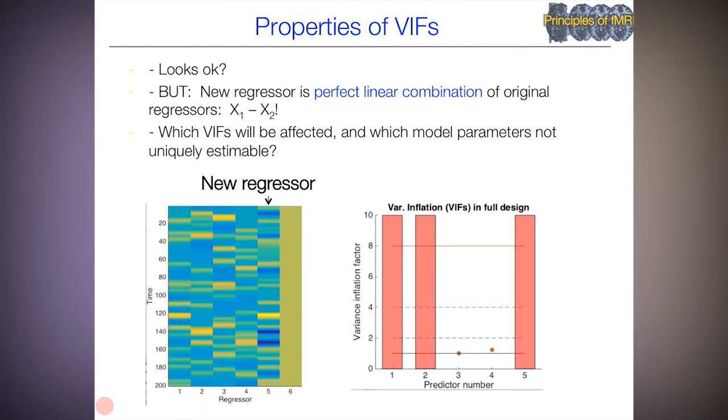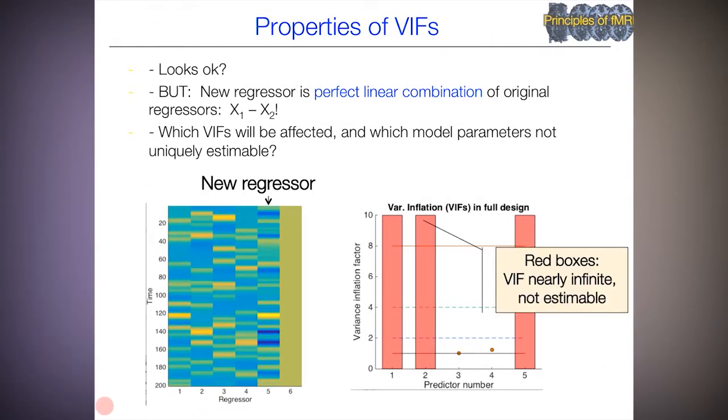Well, here's the answer. Here's a plot of the variance inflation factors again in the full design. And I've used the red bars where the variance inflation factors are nearly infinite. They go up to infinity. So these are not estimable at all. But look at model parameters 3 and 4. They're just as they were before. There's no effect on those. Why is that? Because I've taken predictors 1 and 2 and combined them to produce predictor 5. So 1, 2, and 5 are all collinear. I can't estimate any of them uniquely, but 3 and 4 are just fine.